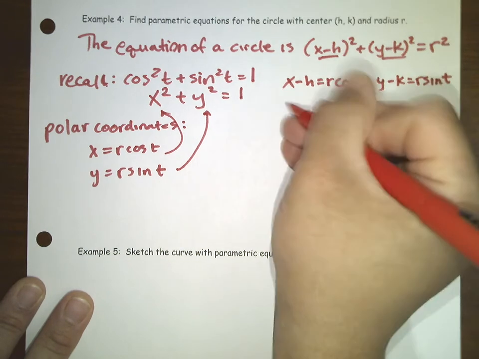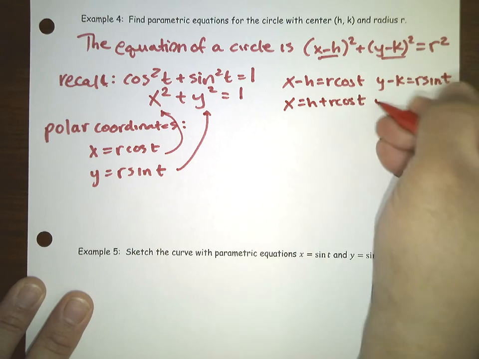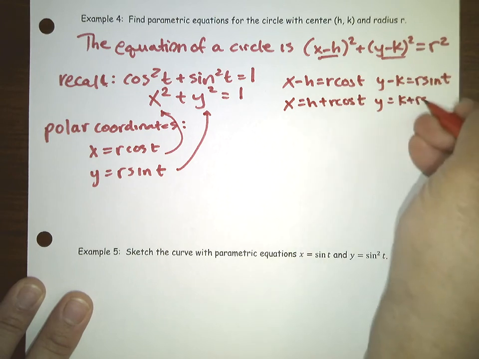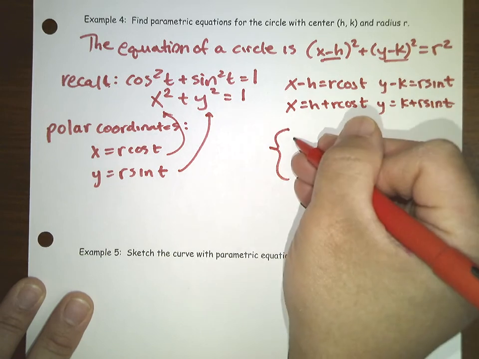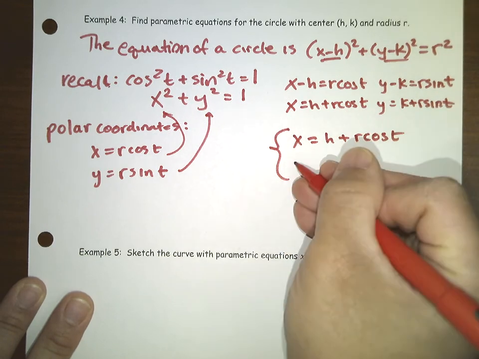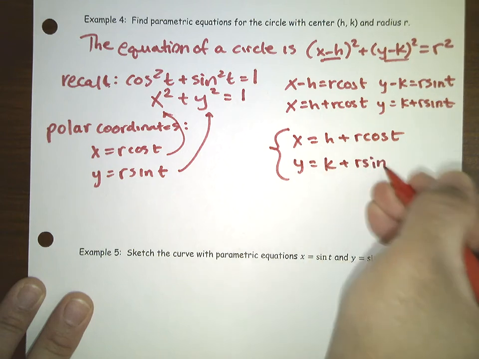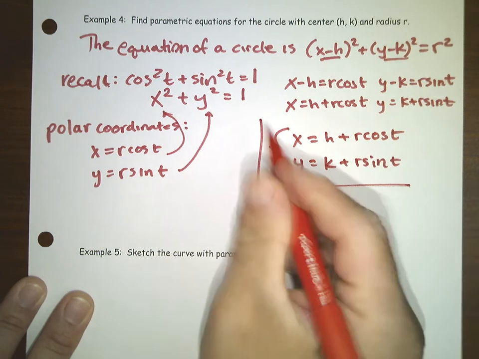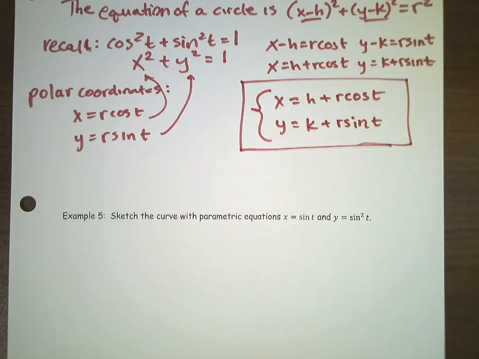So then x will be h plus r cosine of t, and y will be k plus r sine of t. And there is my set of parametric equations. X is h plus r cosine of t, and y is k plus r sine of t. What a time to be alive. I really hope that you enjoyed that, and see another real life application of polar coordinates right there.